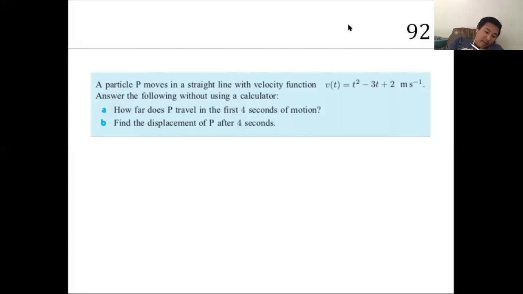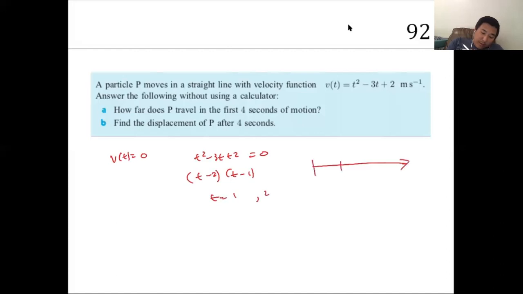So let's run a sign diagram. Set v of t equal to 0. So t squared minus 3t plus 2 equals 0. So (t minus 2)(t minus 1), t equals 1 and 2. So on your sign diagram, 1 and 2, we can test it. I'm going to plug in 0.5, positive. This looks like it's going to be positive, negative, and positive. So that means it changes directions at these two.